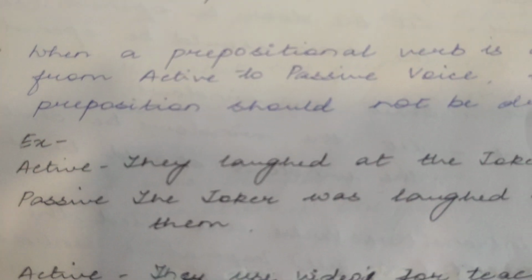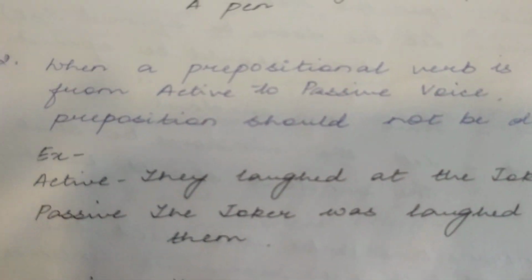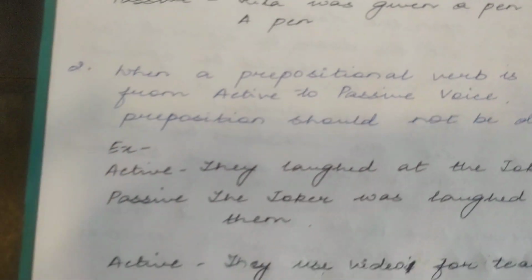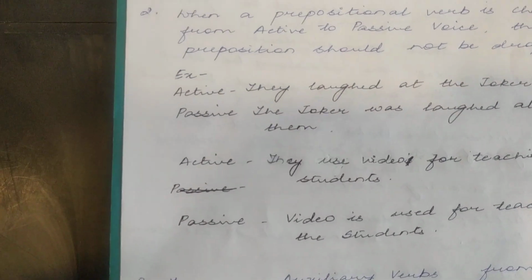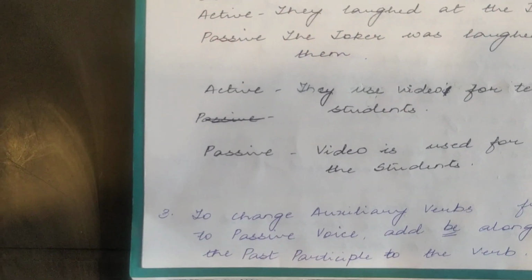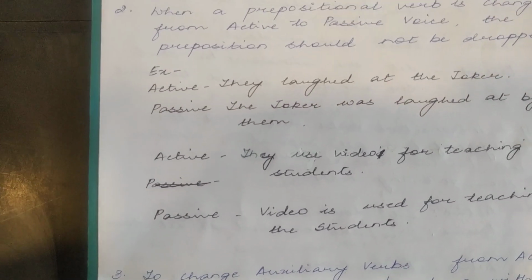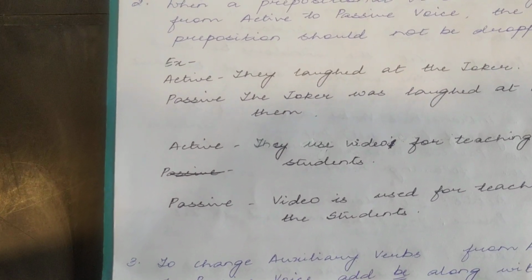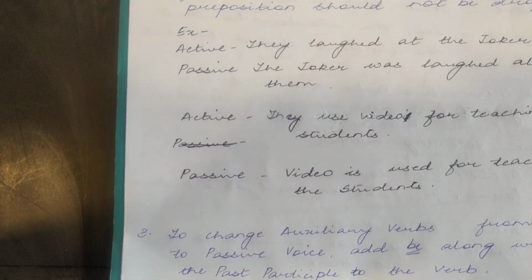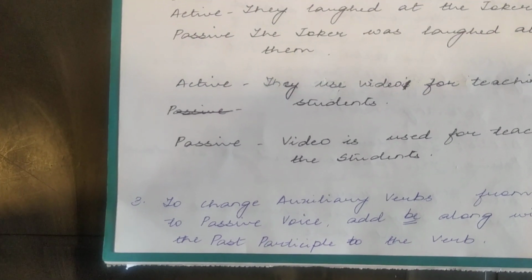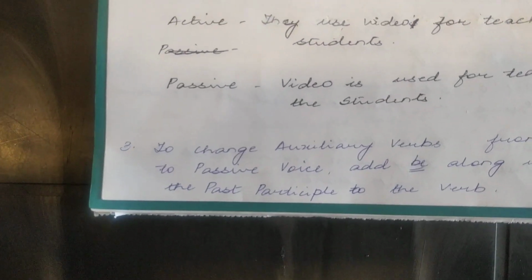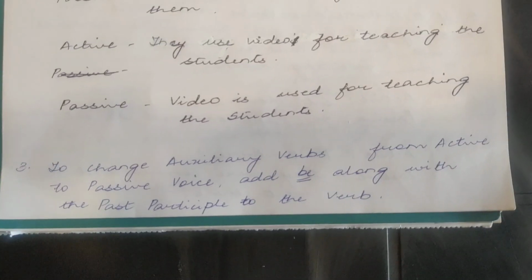When a prepositional verb is changed from active to passive voice, the preposition should not be dropped. Example, they laughed at the joker. Here, at becomes your prepositional verb. The joker was laughed at by them. In the second example, we see they use video for teaching the students. Video is used for teaching the students.